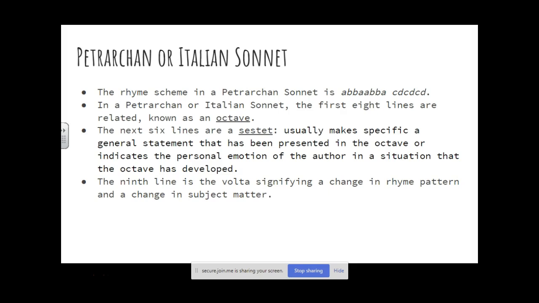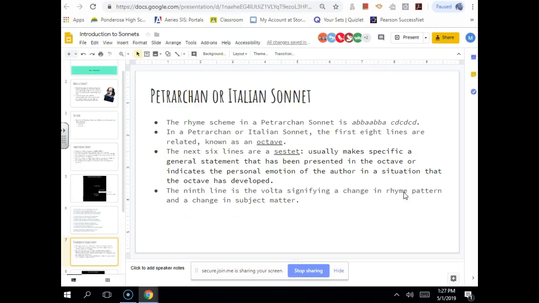It goes A, 2 and 3 rhyme. A rhymes with line number 1. So it's also broken up differently. You know how I wrote that the Shakespearean was 4, 4, 4, and 2? This one is 8 and 6. Basically it's like 2 body paragraphs of an essay.